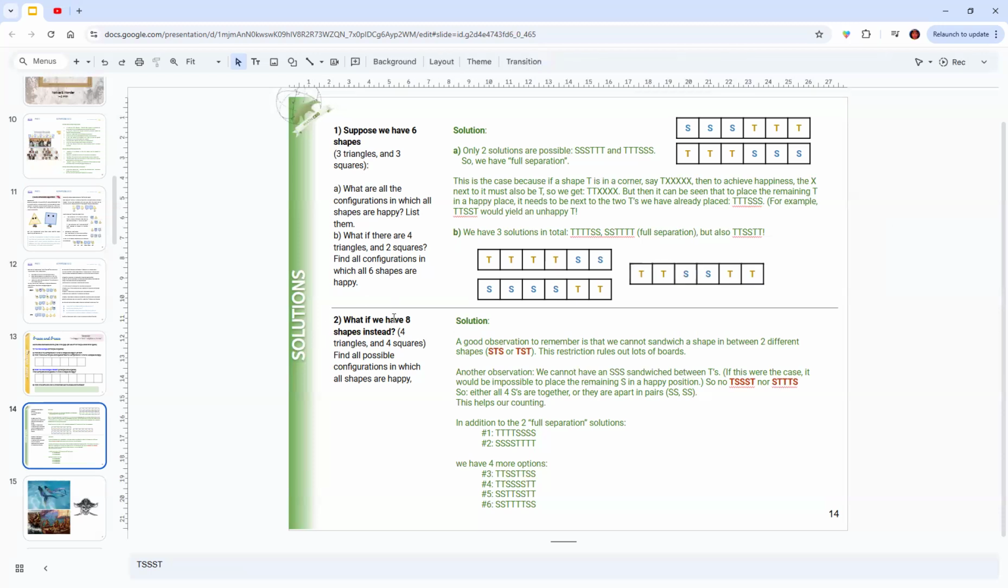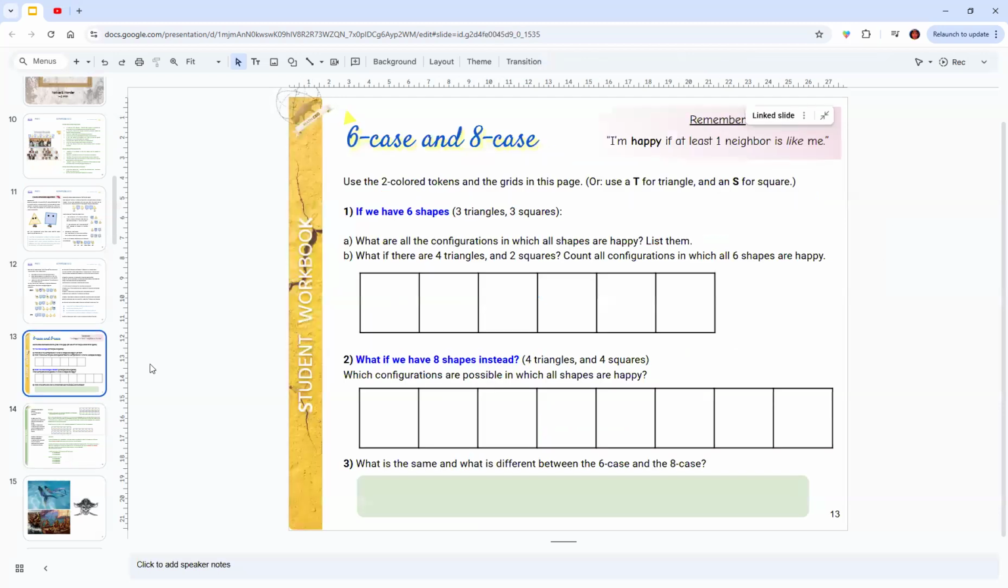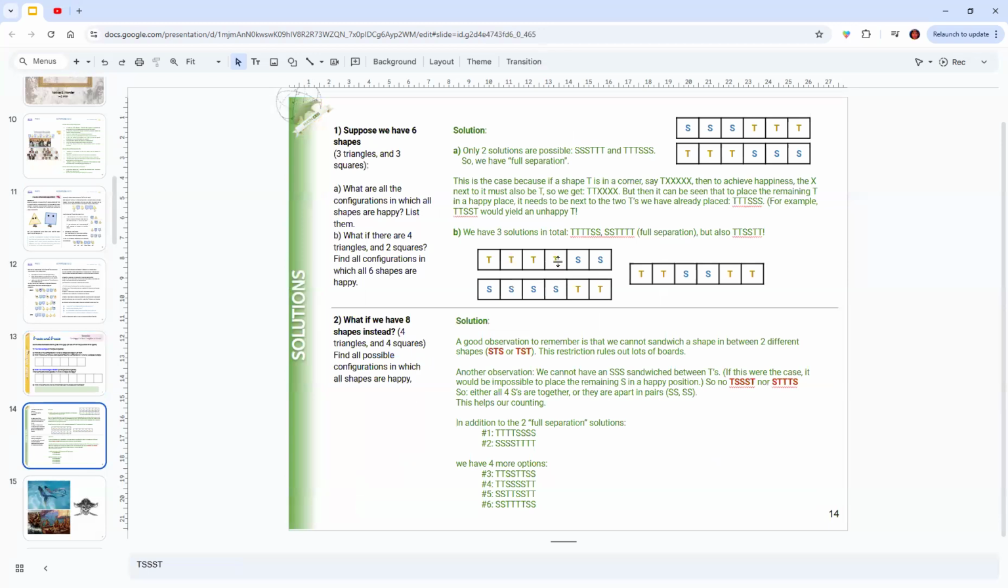And finally, what if we had 8 shapes instead? So we make a larger board and then we have 4 and 4. What happens? Do we get more solutions? And then this reasoning would be a good place for this progression, so a good scaffolding to attack now this.